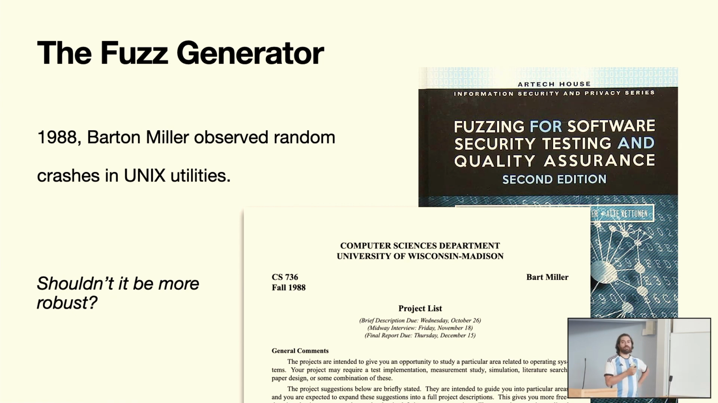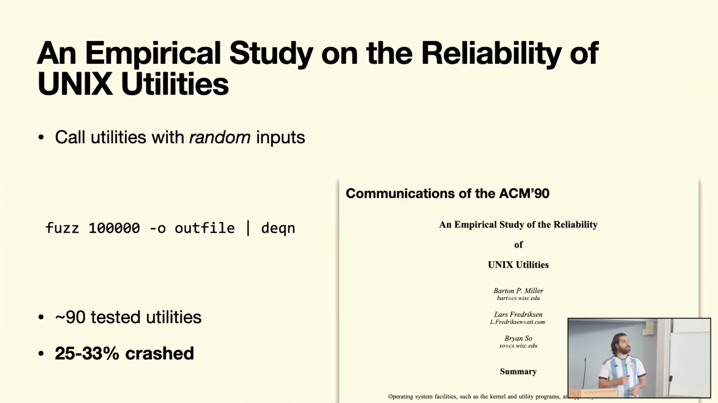So thinking about this, he said, okay, I will make an assignment for my students. He was an operating system teacher, and he said, okay, try to test some Unix utilities with some random inputs and see what happens. Two years later, he wrote a paper where he built a tool to automatically test Unix utilities. He found that at that moment, a third of the utilities he tested crashed with random inputs. So he found a lot of bugs just by giving random inputs generated by a tool.